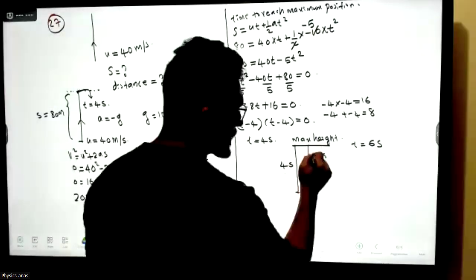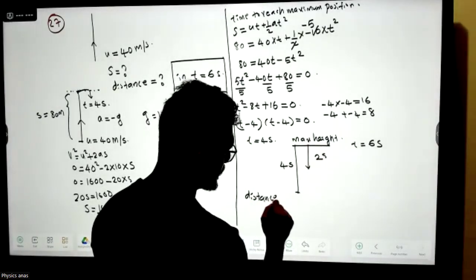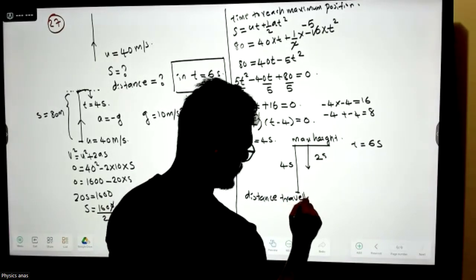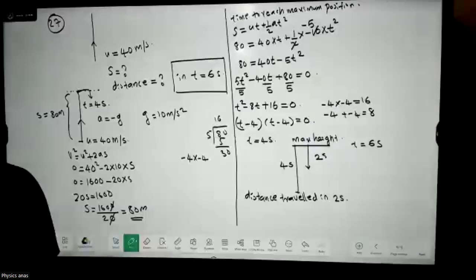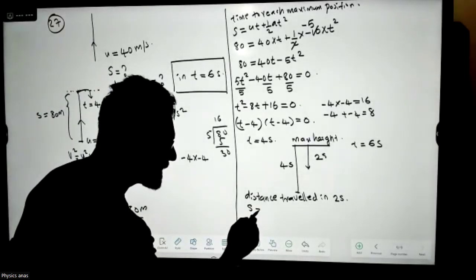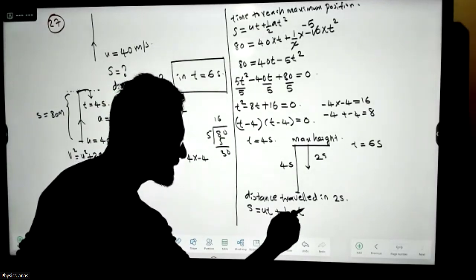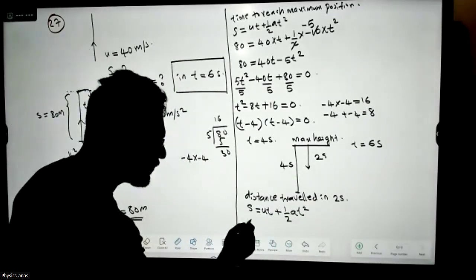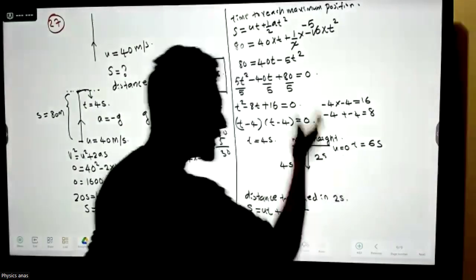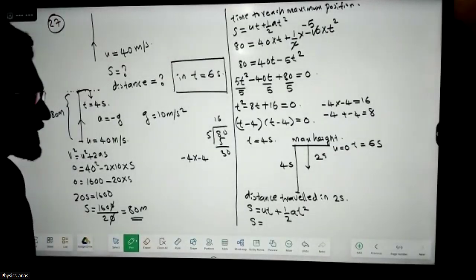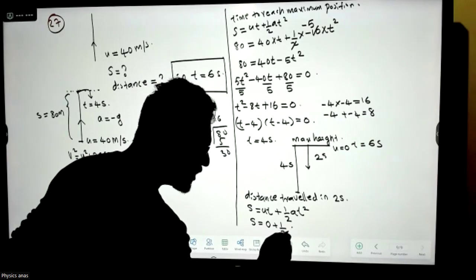Now, what will be the distance traveled in 2 seconds? You can use this equation: S equal to ut plus half at square. What is S? That you have to find. U is equal to 0 here, because we are considering the downward motion. So S is equal to 0 plus half into A.